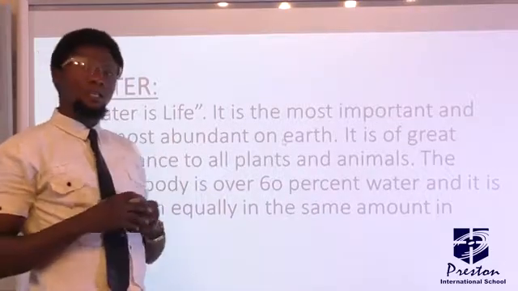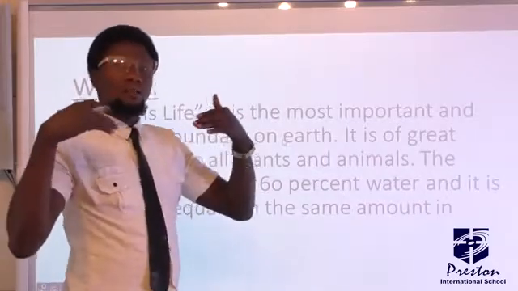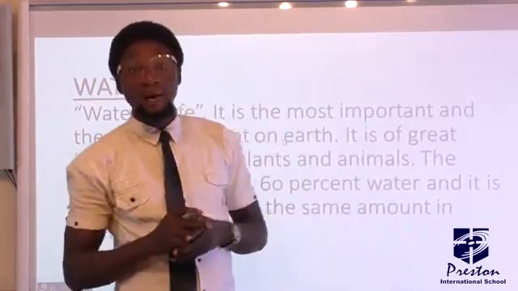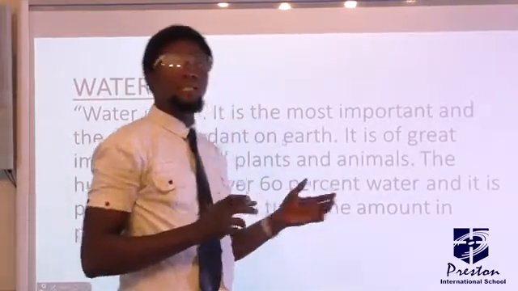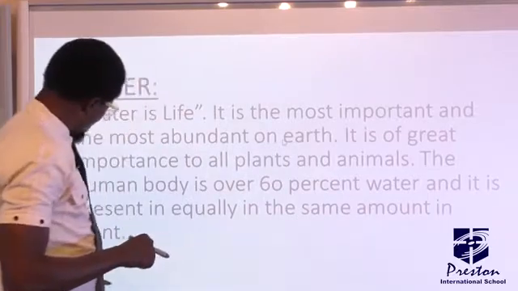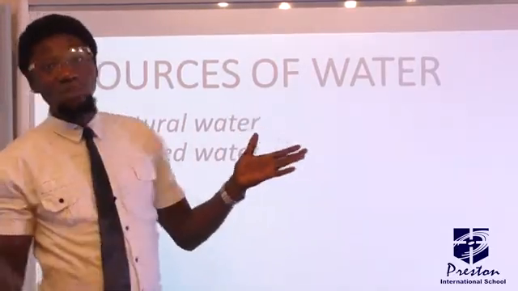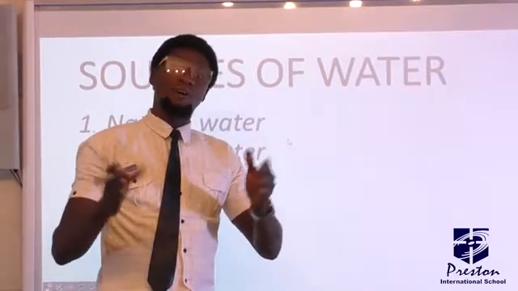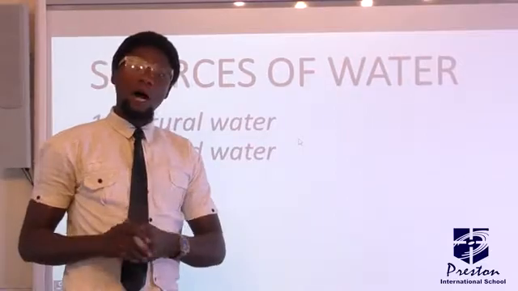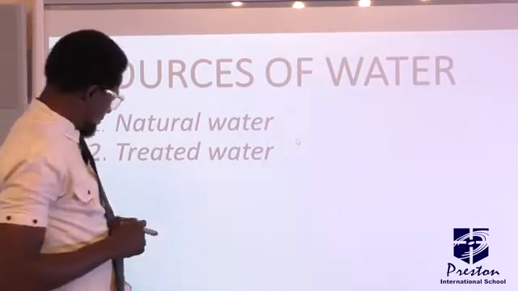And apart from that, if you look at the animals, we discover that 60% of the component present in animals is made up of water. The same thing is also applicable to the plants. All right, let's quickly look at the various sources of water. We have different sources of water, and these can be divided into two: the natural sources of water, and the treated water. We are going to discuss these one after the other.